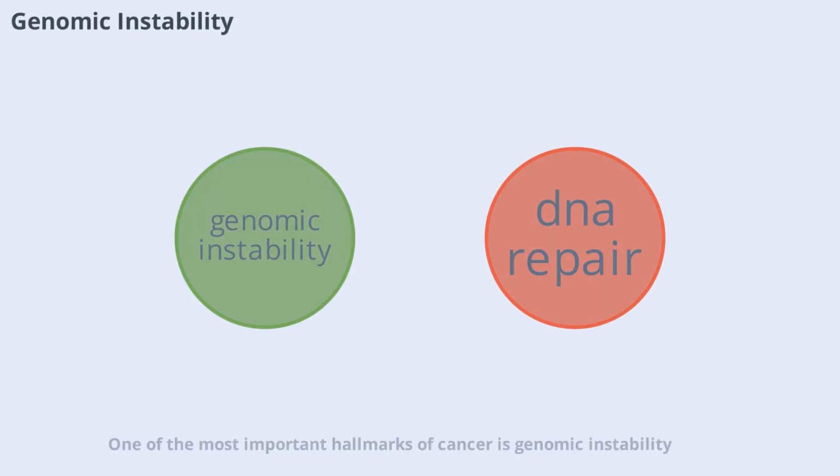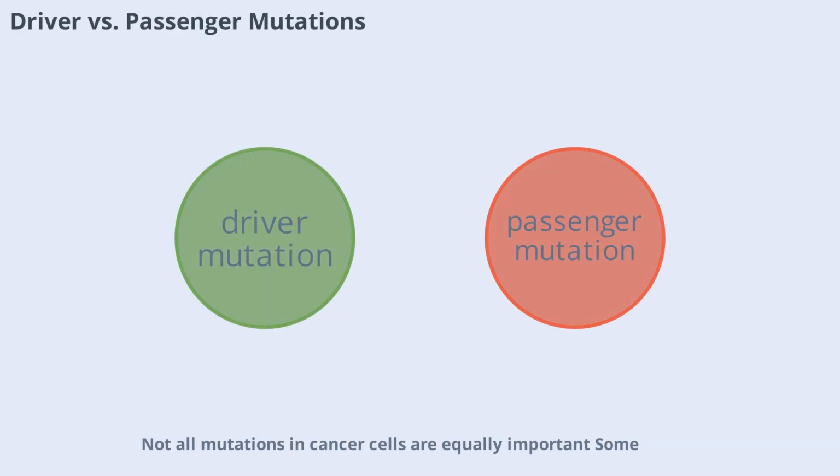One of the most important hallmarks of cancer is genomic instability. This means that cancer cells are more likely to accumulate new mutations, making them even more aggressive and harder to treat. Genomic instability is often caused by defects in DNA repair genes, allowing errors to go unchecked and fueling cancer progression.